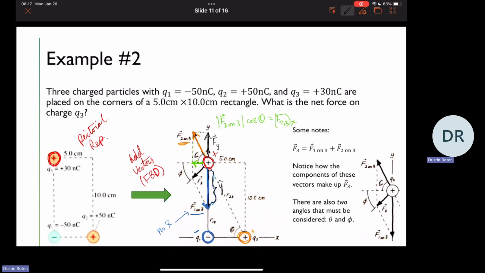So we need to add these things together, but we want to do it in component form. So we'll do it once for X's, once for Y's. So do notice how the components of these vectors make up F3, right? So we sort of drew that out. F3, which is here, it has to come over the same amount as all of the X information, but F2 on 3 is the only one with X information. So that's why it comes out to the negative X direction this far.